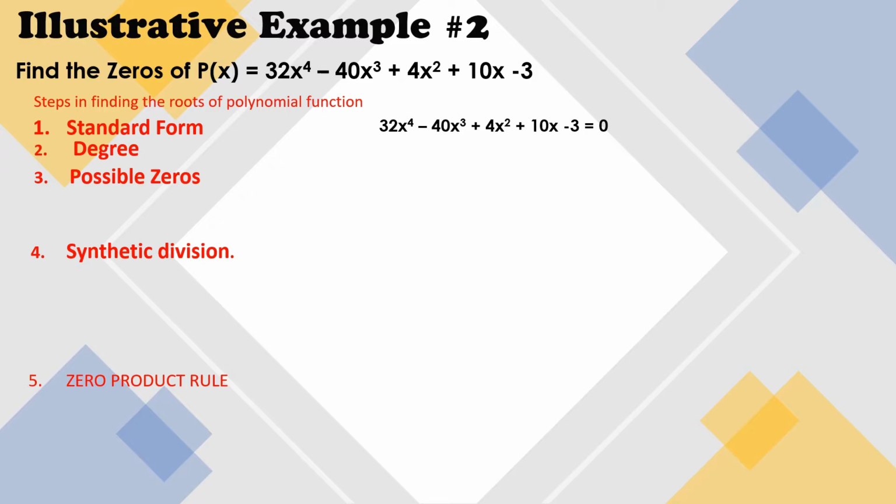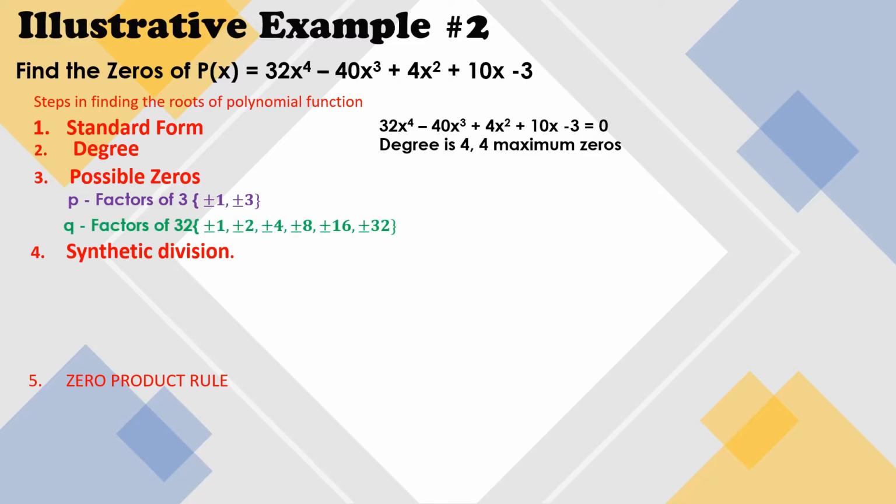Step 2 is to determine the degree. The degree is 4, so therefore we're going to look for a maximum of 4 zeros. Step 3 is to find the possible zeros. First, we get the factors of our constant term, which give us the p. So we will have factors of negative 3: plus or minus 1, plus or minus 3. Then we look for the q, which are the factors of our leading coefficient 32. So we will have plus or minus 1, 2, 4, 8, 16, and 32.